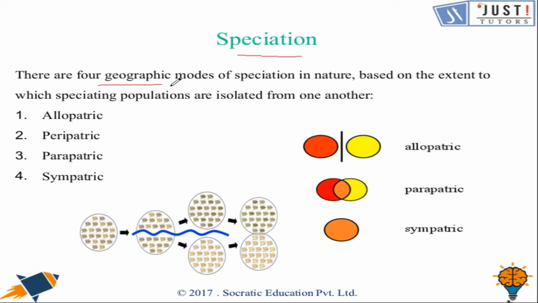There are four geographic modes of speciation in nature based on the extent to which speciating populations are isolated from one another. The first is allopatric, then peripatric, parapatric, and sympatric.